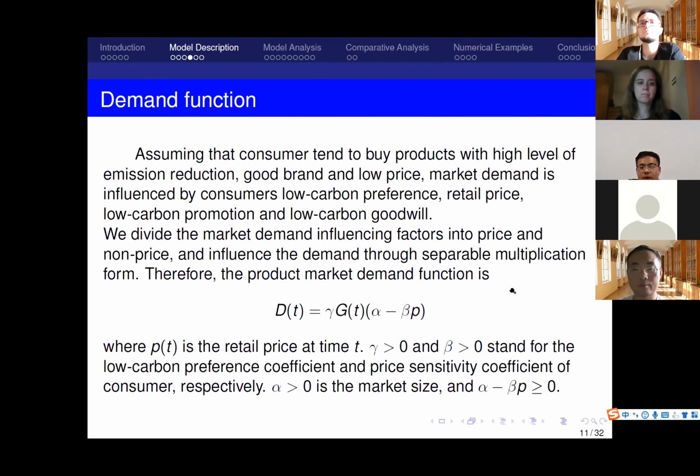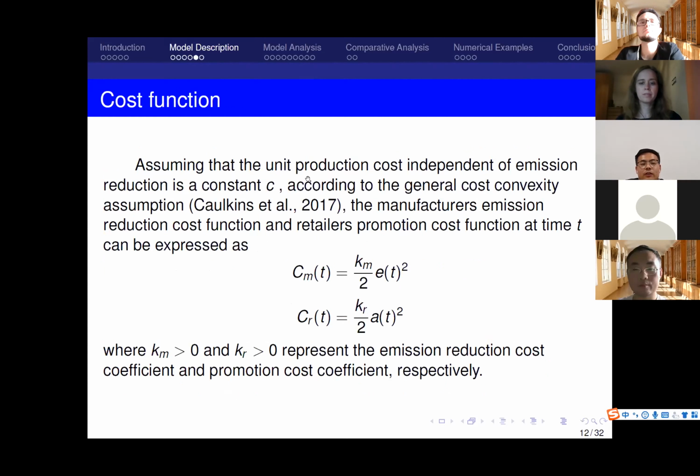Therefore, the product market demand function is D_t equals gamma multiplied by G_t multiplied by (R minus beta P_t). P_t is the retailer price at time t. Gamma and beta stand for the low carbon performance coefficient and price sensitivity coefficient of consumers respectively. I is the market size, and R minus P_t is bigger than zero, not negative.